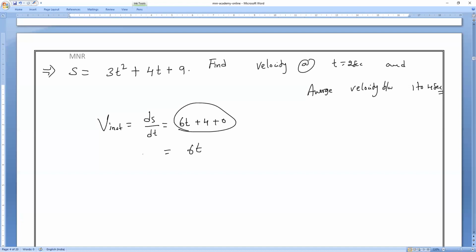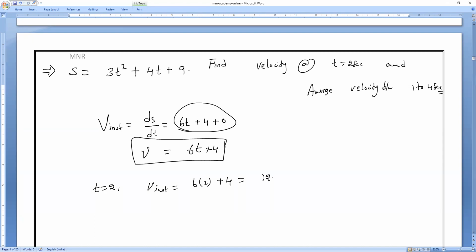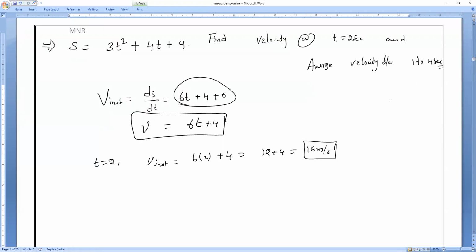So what is the function? Velocity is equal to 6t plus 4. That is the equation. They're asking for t equals 2. So t equals 2 seconds means v instant is equal to what? 6 into 2 is 12, plus 4, which is equal to how much? 16 meters per second. Next, they are asking for the average velocity between 1 and 4 seconds.